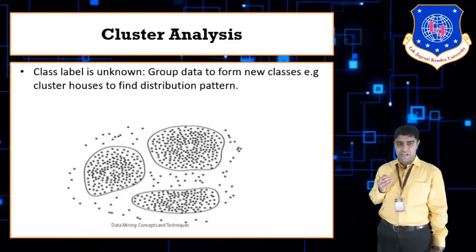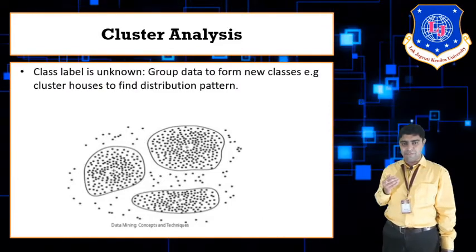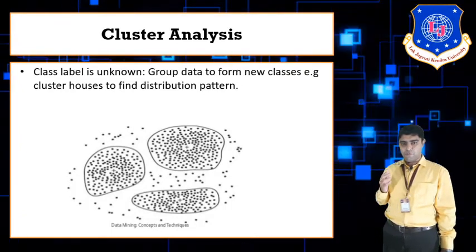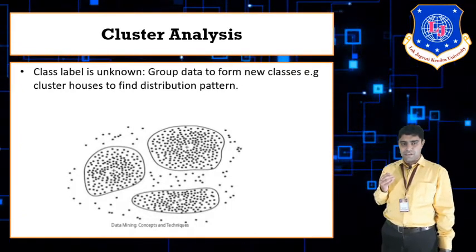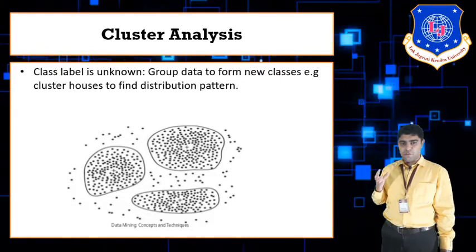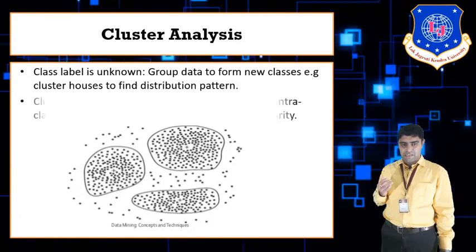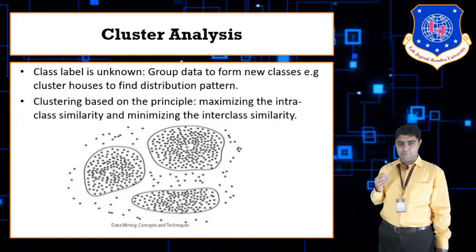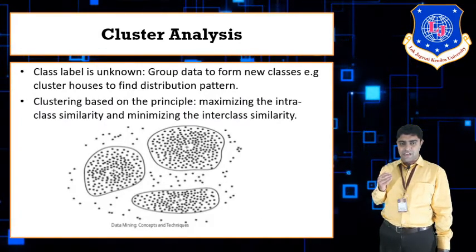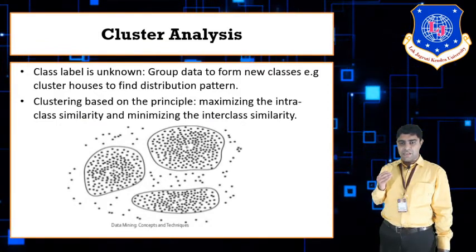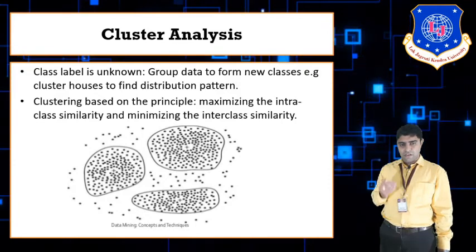Cluster analysis means the class label is unknown. So here the class label is unknown, and we have to group the data to form new classes. We will create the new classes in the form of groups. Example, we cluster houses to find the distribution pattern, so that we can find it easily. Clustering is based on the principle of maximizing the intra-class similarity and minimizing the inter-class similarity. That is called clustering.